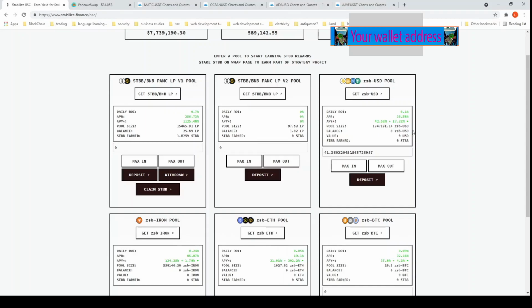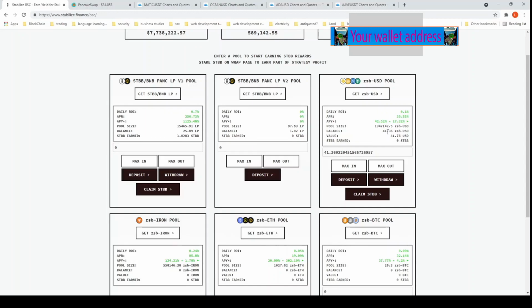And then once that confirms, the balance of ZSB USD will increase to 41.36. And then I will be reaping rewards of STBB at a daily ROI rate of 0.1%, at an APR of 35%, and an APY, which is a compound rate, of 42.52%. So APR, annual percentage rate, is a linear increase. If I just kept these ZSB wraps in here all year, in theory, I'm going to get 35% of this value paid out in STBB, right?